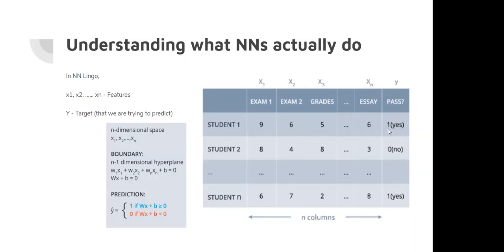And the output, as in whether the student got selected or rejected, is called y. This is your target variable. This is what you're trying to predict. So if this student got 9, 6, and 5 in exam 1, 2, and grades, let's say 6, the network is saying 1, so he got accepted. This one is saying he got rejected. So these x1 and x2 are called features, not in neural network lingo, but in general machine learning lingo, and your y is the target, which is what we are trying to predict.